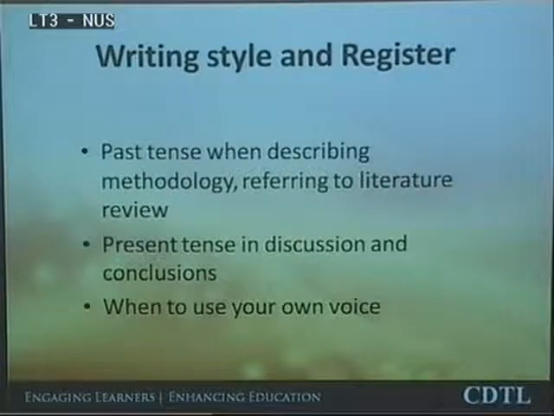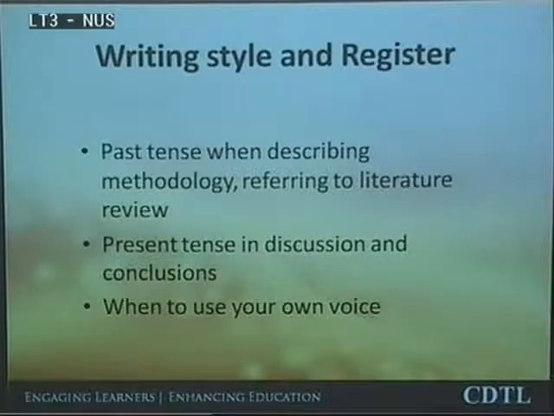Just a little bit on the writing style and the register. I think we mentioned a bit earlier on the past tense when describing methodology. We talked about it, okay, the lit review. Present tense in discussion. And in conclusions, by the way, conclusions are written in the present tense because these are what you currently conclude about your own research. At this point of time, this is what I believe to be true and to be right and to be good. Okay, that's your present tense for your discussion and conclusion part, the last part. Of course, recommendations and implications are either in the present tense or in the future tense.